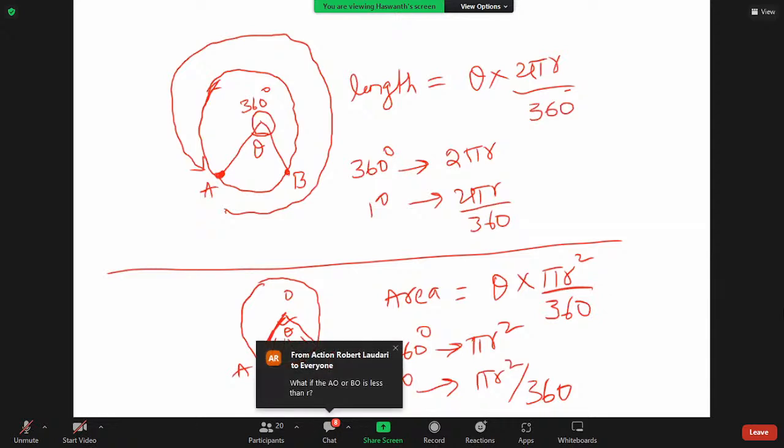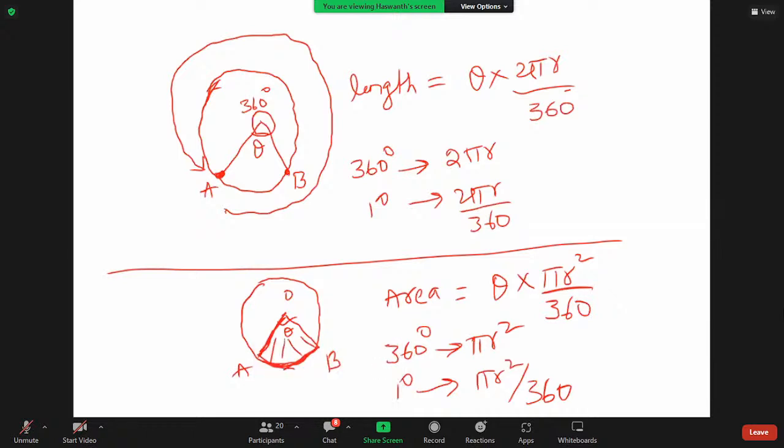So length of the arc of a circle is theta into 2 pi r by 360. And area of the sector of a circle is theta into pi r square by 360. Arc means it must be a part on the circumference of a circle. Similarly, sector area is the area covered between arc and radius of the circle. This particular area, OAB, that we call sector.